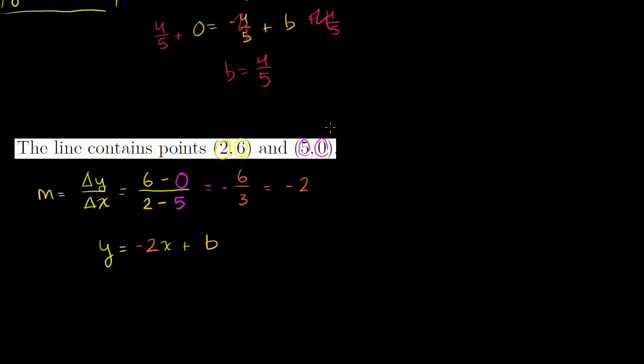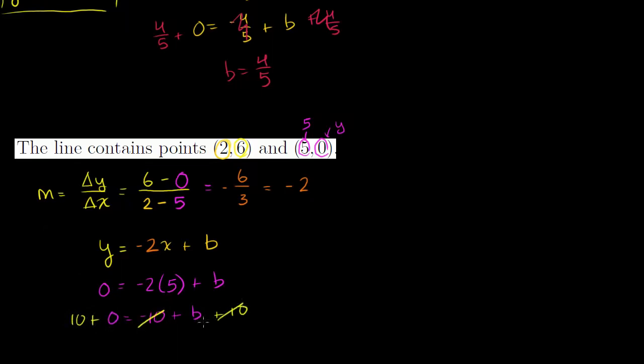So y is equal to 0 when x is equal to 5. So y is equal to 0 when you have -2 times 5, when x is equal to 5, plus b. And so you get 0 is equal to -10 plus b. If you add 10 to both sides of this equation, let's add 10 to both sides.